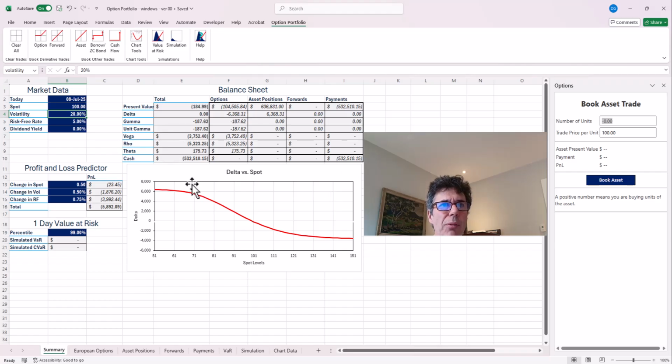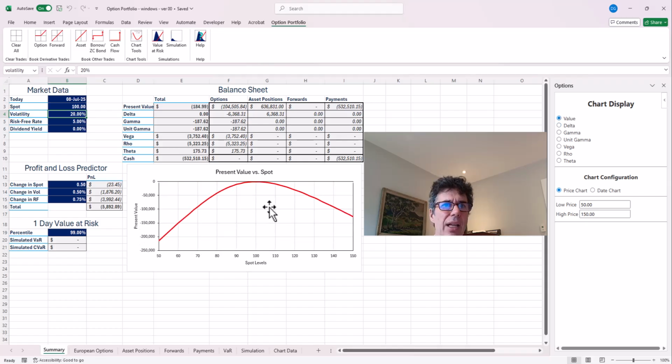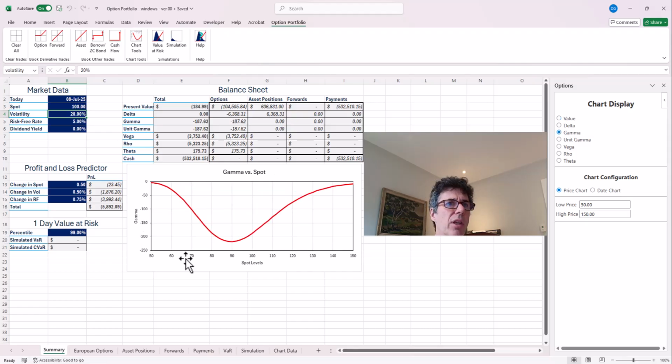Okay, we can simulate delta hedging. We can think about the value as the market moves. We can think about the delta. Why does the delta change? The delta changes because of gamma. We're short gamma. It's classic short gamma position.